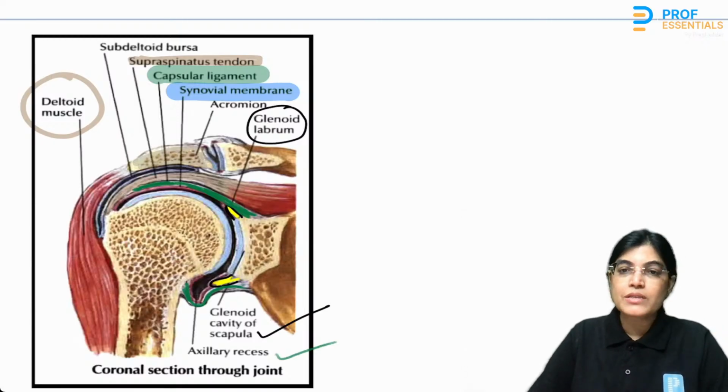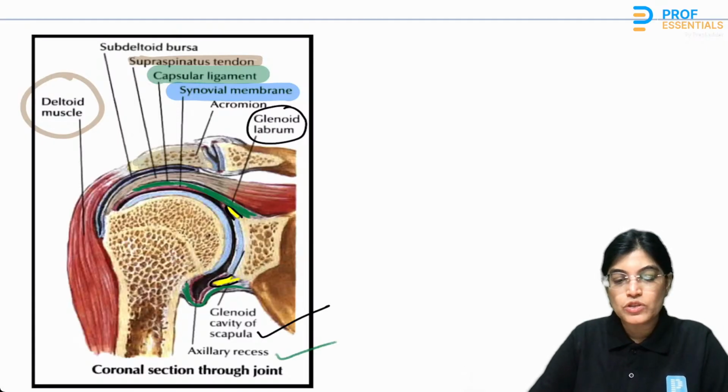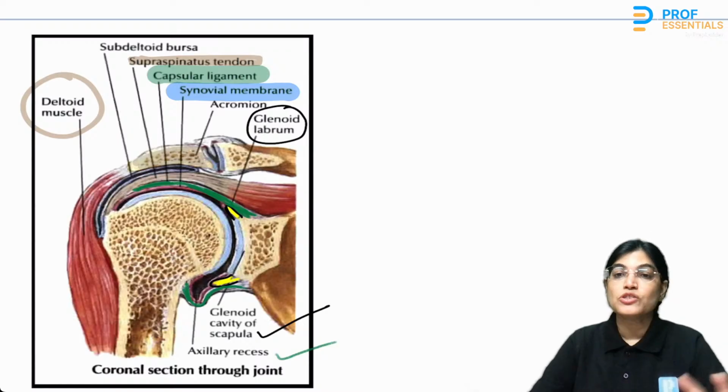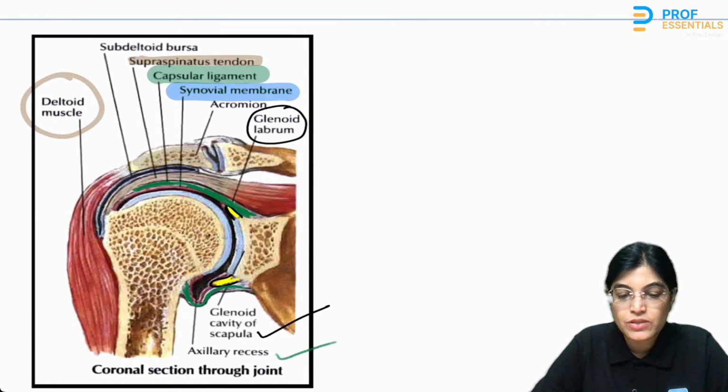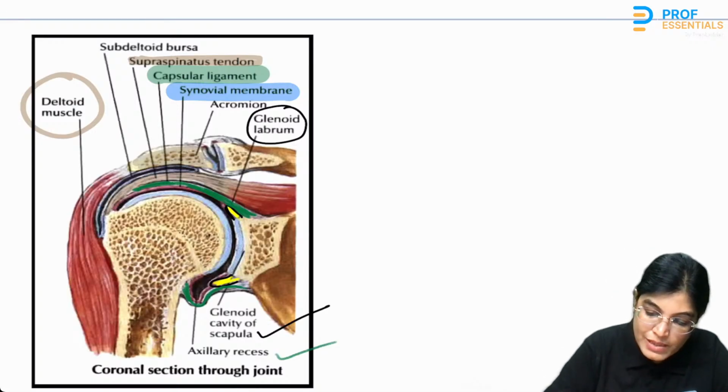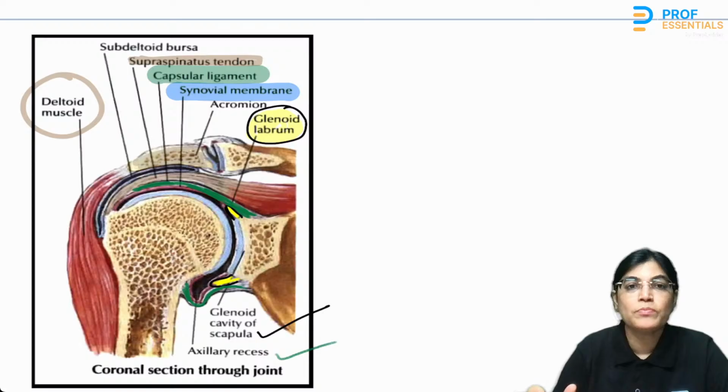So let's talk firstly about the fibrous capsule of the shoulder joint. The joint capsule of the shoulder joint is attached to the margins of the glenoid cavity, beyond the glenoid labrum. Can you see here? I have shown you the glenoid labrum, and beyond it we have the attachment of the fibrous capsule. And what is the function of this glenoid labrum?